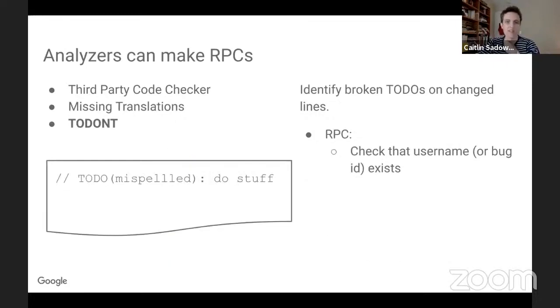Another example, a short but sweet one, is to identify broken to-dos on changed lines. You can specify a to-do in code and mention someone's username. This analyzer makes an RPC to make sure that the username actually exists, or the bug ID.